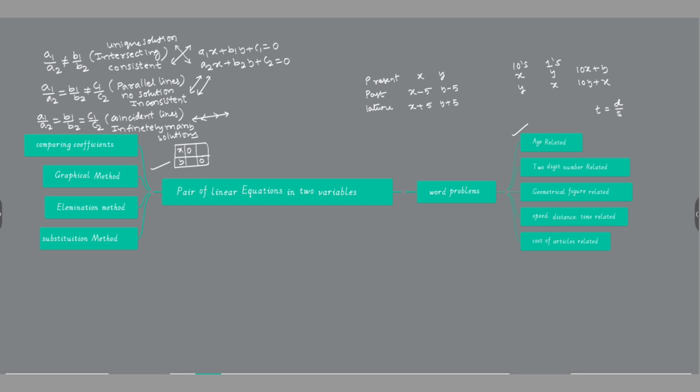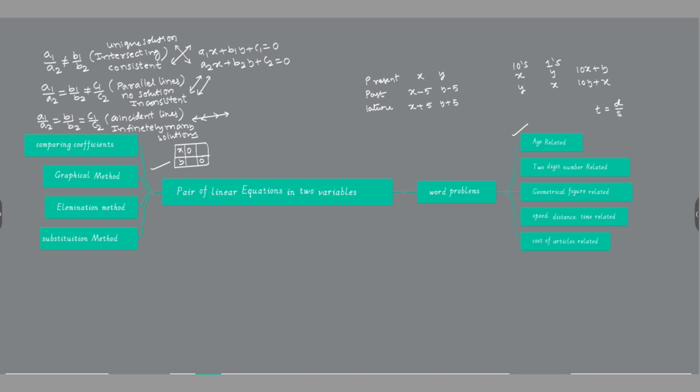If the difference of times is given, we have to subtract them, then we get the correct equation, and we can solve it. Next, cost of articles, like the cost of 3 pens and 5 pencils is some number, and the cost of 5 pencils and 3 pens is something. Then they ask you to find the cost of each pen and each pencil. Like this, we have different cases. So in all those cases, you need to know how to frame the equation and solve.